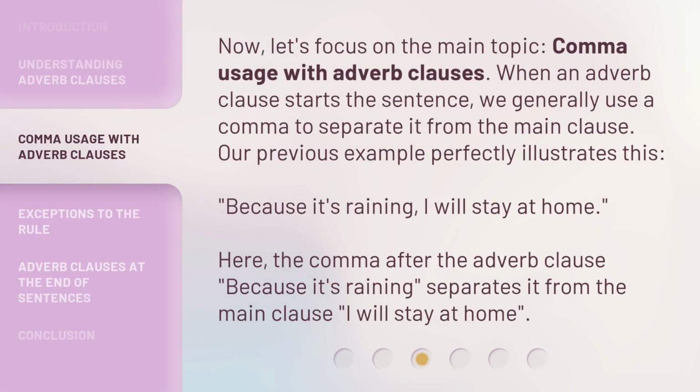Now, let's focus on the main topic: comma usage with adverb clauses. When an adverb clause starts the sentence, we generally use a comma to separate it from the main clause. Our previous example perfectly illustrates this. Because it's raining, I will stay at home. Here, the comma after the adverb clause, because it's raining, separates it from the main clause, I will stay at home.